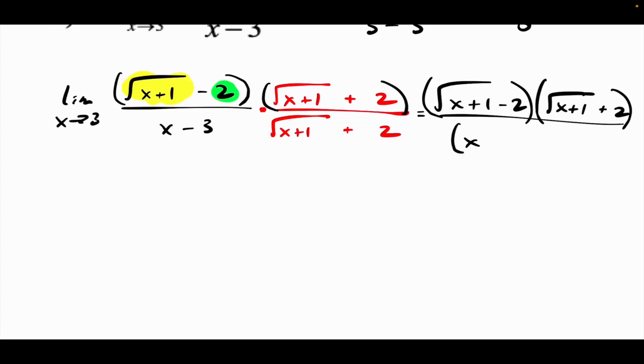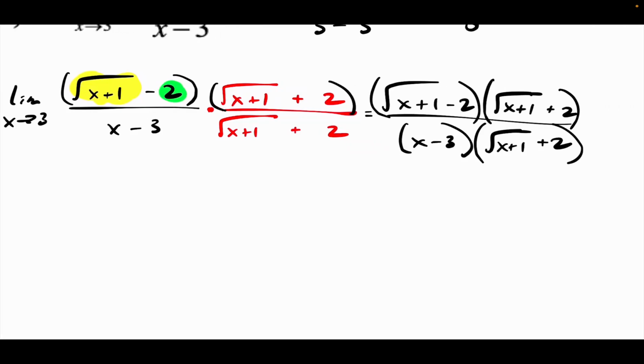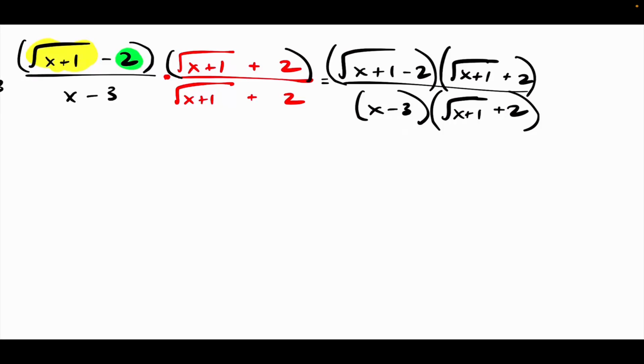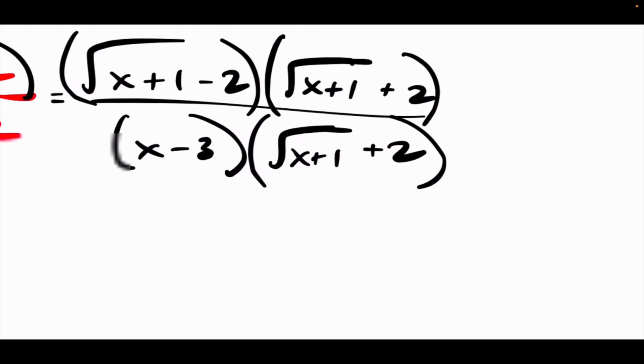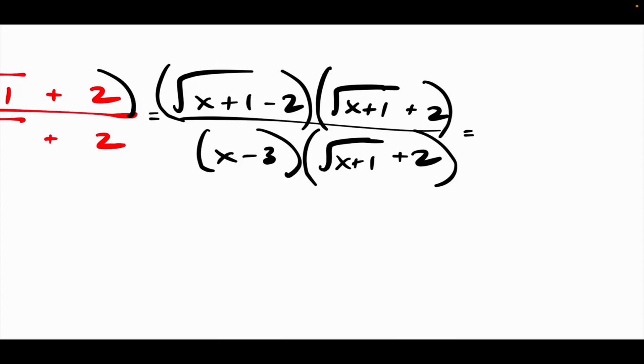And then on the bottom, I have this binomial times this binomial. So I'm going to multiply the top binomial versus the other binomial. The only difference between the binomials on top is one has a minus 2 and one has a positive 2.